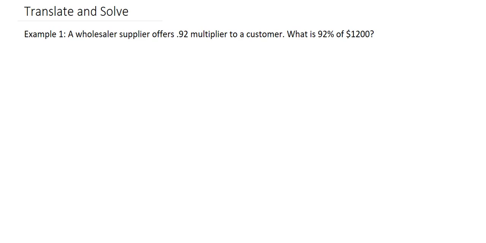Translate and solve. Example 1. A wholesaler supplier offers a 0.92 multiplier to a customer. So what is 92% of 1,200?